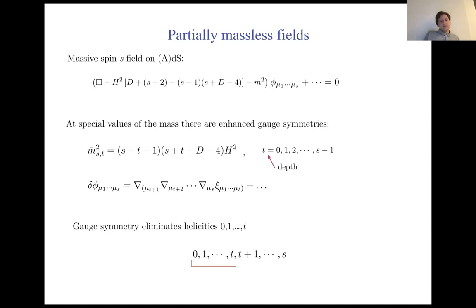These gauge symmetries reduce the lower helicity components of the massive field. A generic spin S field has helicity components going from s minus 1, and so on all the way to 0. If I have a depth t partial masslessness, then it means that the first t helicities are all being gauged away.